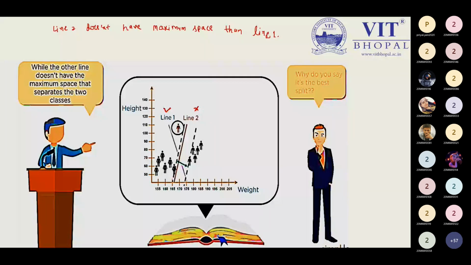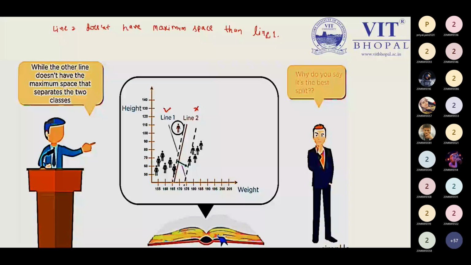So in line 2, we don't have the maximum space. We don't have the large margin. We have the larger margin in line 1 rather than line 2. So that's why we are choosing this, as our maximum space between the two classes. But these two dotted lines, or two dashed lines, you can say, will be drawn perpendicular to your main line, that is the hyperplane. Now clear right now?